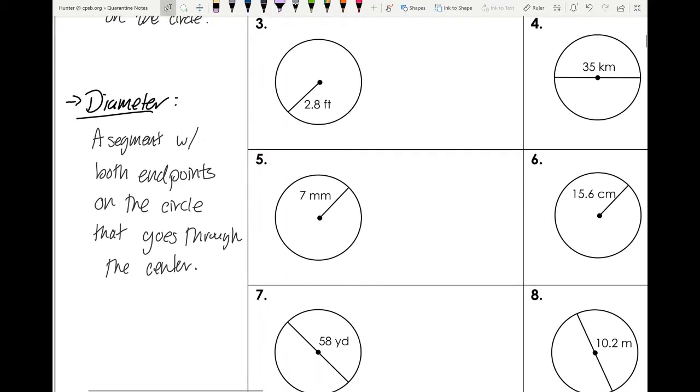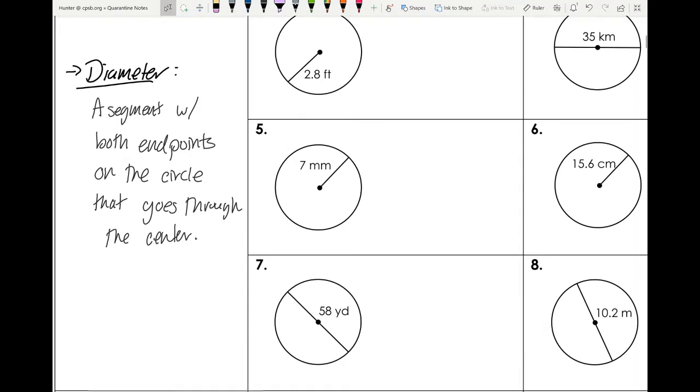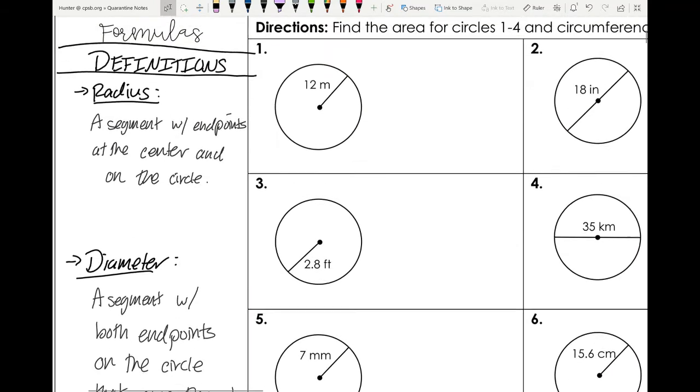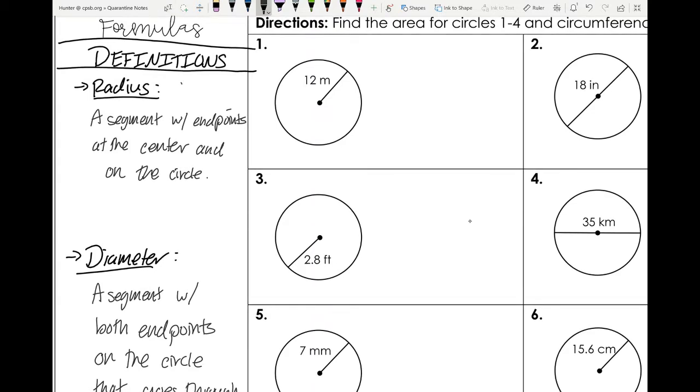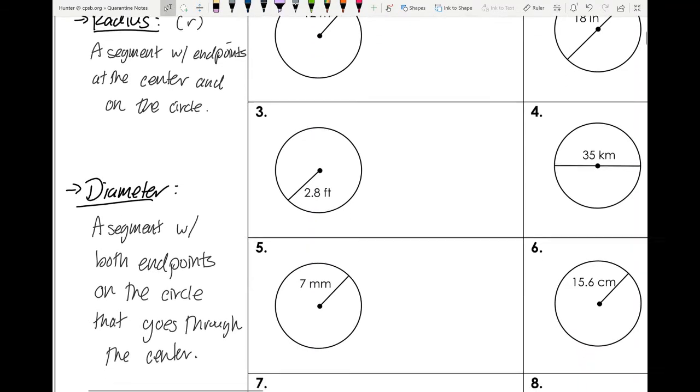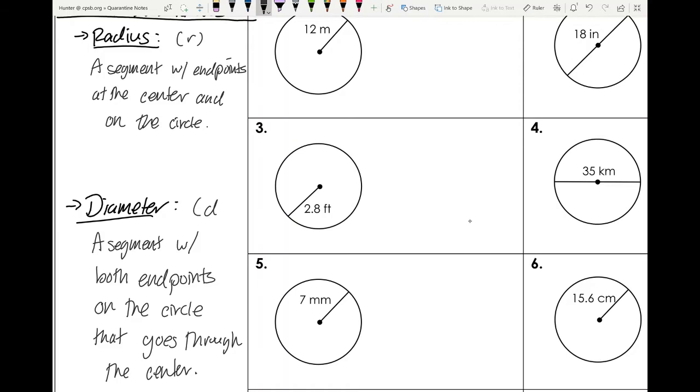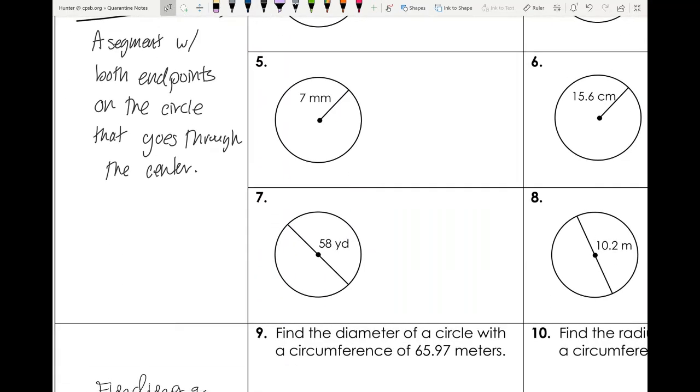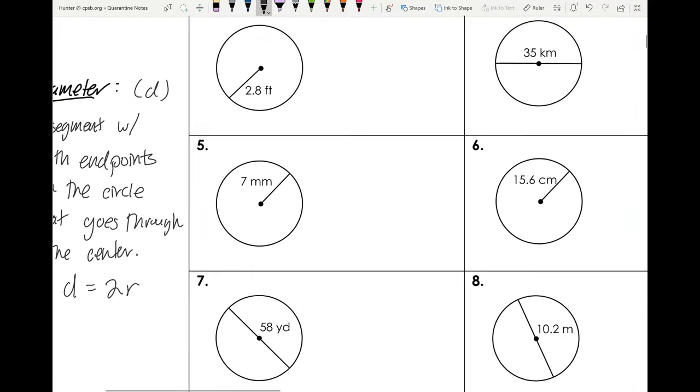So there's a relationship that we have between radius and diameter. Before I say that, I want to say that radius will be denoted with a little r, diameter will be denoted with a little d. So diameter, little d, is just equal to 2 times the radius always. So the length of the diameter will always be 2 times the length of the radius.